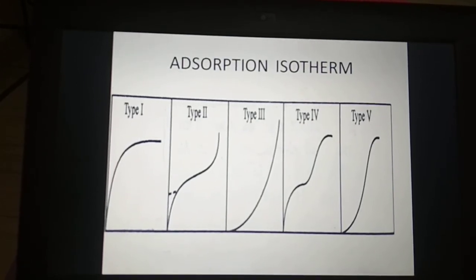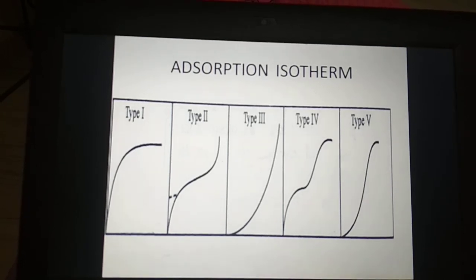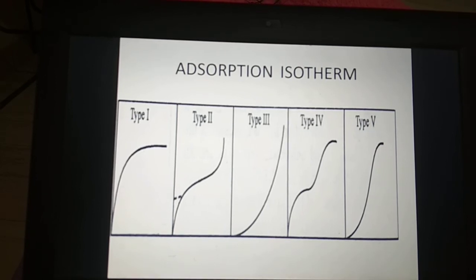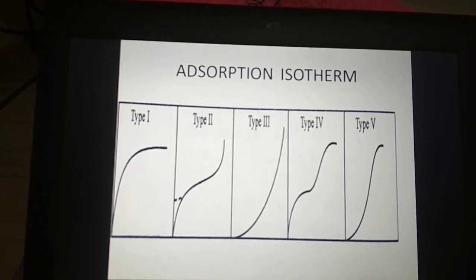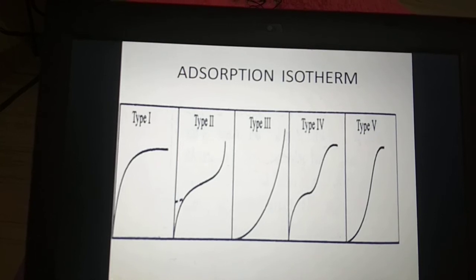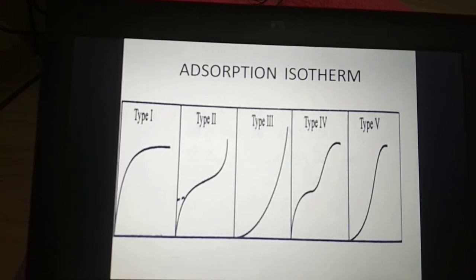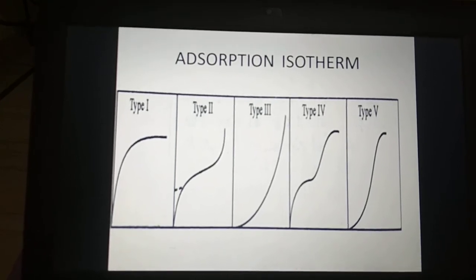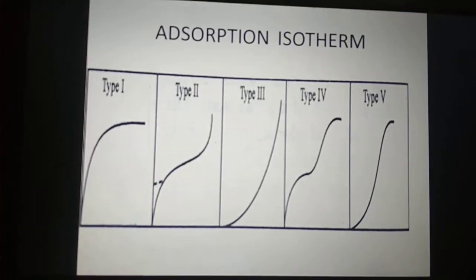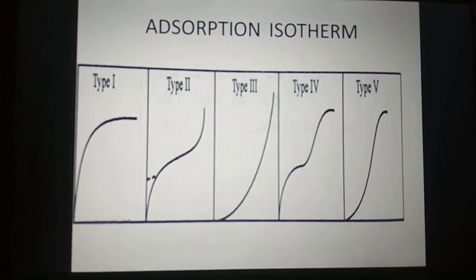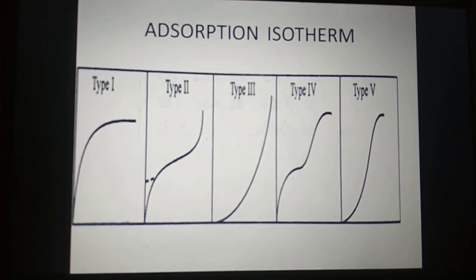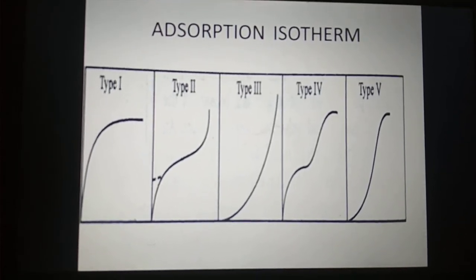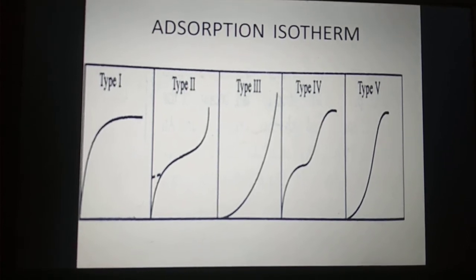Now we take the adsorption isotherm. Brunauer observed that instead of using the pressure of the gas as the variable, we plot the volume adsorbed in ml at standard temperature and pressure per gram against P upon P0. Seven types of isotherm we get. The shape will depend on the adsorbate and the nature, pore structure and surface extent of the adsorbent.